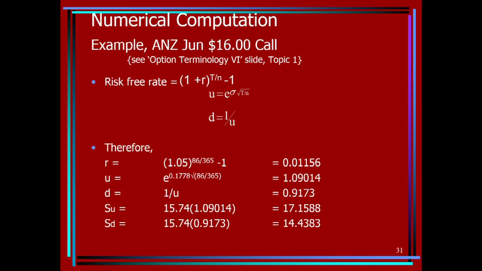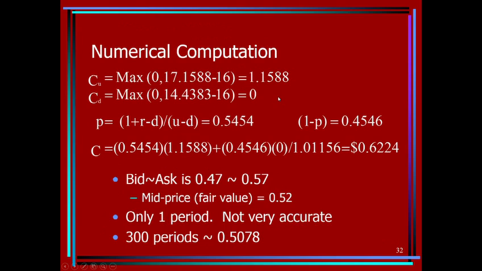Does everyone know how to read this? You do, right? You must by now. Okay, so stick in the numbers, you find that the value of a call if the stock price goes up is $1.15, because it's 0 if it's out of the money. You can calculate P since you've calculated your R, U and D, and stick in the formula.